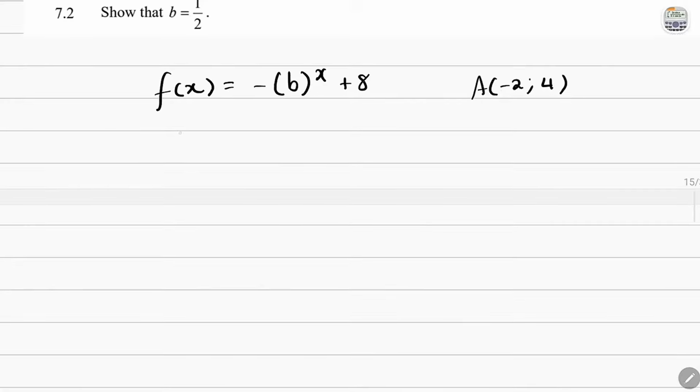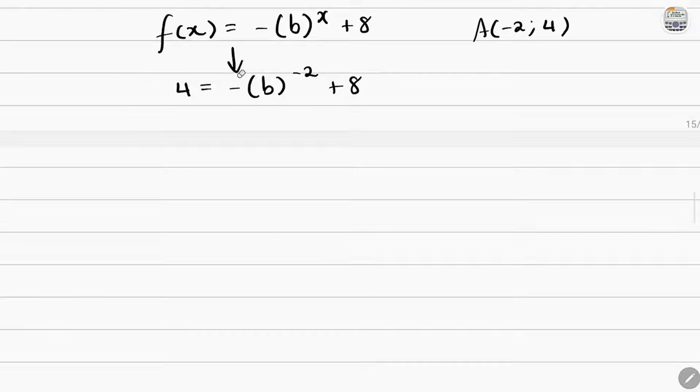In place of x, we substitute negative 2, and in place of y, we substitute 4. So this is 4 equals negative b raised to the power of negative 2 plus 8. In this case, the coefficient of your base is negative, so you might as well just transpose it. Now we have positive in front of it, and then b raised to the power of negative 2 is equal to, and we still have the 8 here, and when we take the 4 over, 8 minus 4 gives you 4.